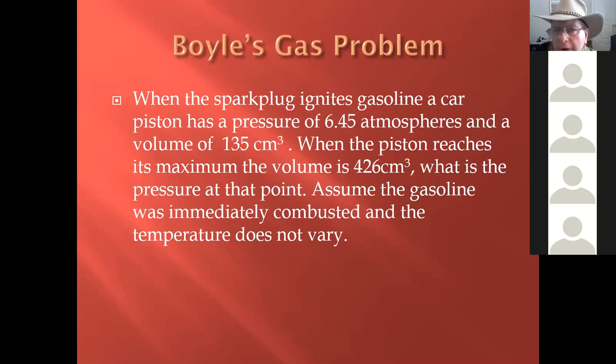A spark plug ignites gasoline in a car piston. When it does, it has a pressure of 6.45 atmospheres and a volume of 135 centimeters cubed. What happens? That pressure pushes the cylinder out. When it reaches its maximum, the volume is 426 centimeters cubed. What is the pressure? Assume the gasoline was immediately combusted and the temperature does not vary.